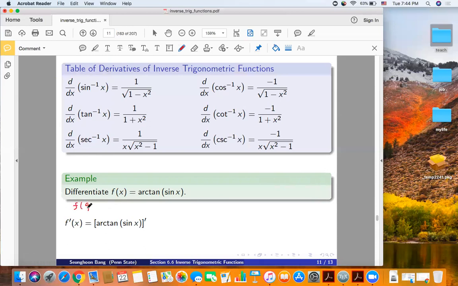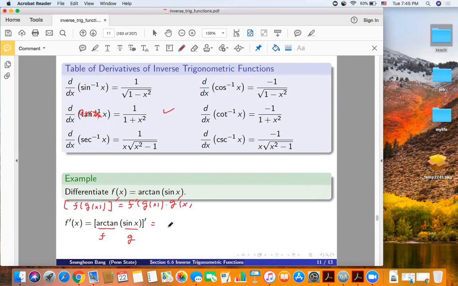The derivative of f of g of x is the outer function prime of the inner function times the inner function prime. Here, arctangent is exactly function f, and sine of x is function g. The derivative of arctangent of x is 1 over 1 plus x squared.